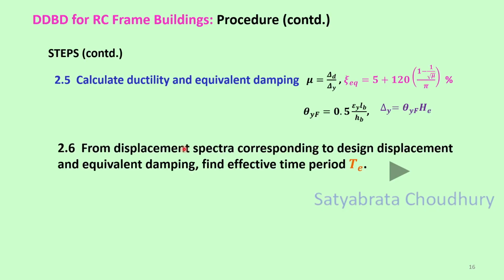Now you have to get the equivalent time period from the displacement spectra corresponding to the design displacement and equivalent damping. Find the effective time period. So you have converted your acceleration spectrum of the code to a displacement spectrum at various damping. Various dampings are required because your damping is this much, and this or other near values should be available in your displacement spectra. And from there we shall calculate the equivalent time period. Let us see how it works.